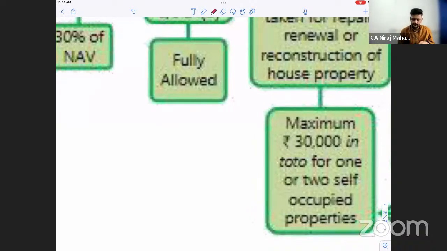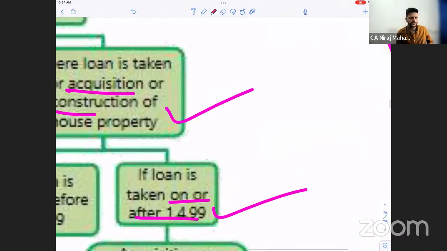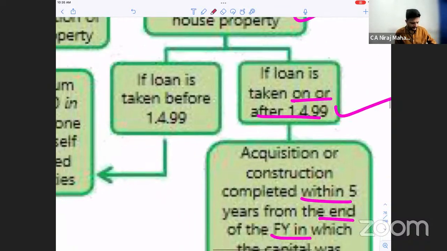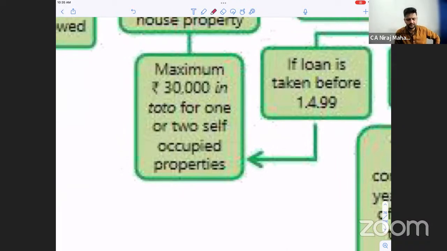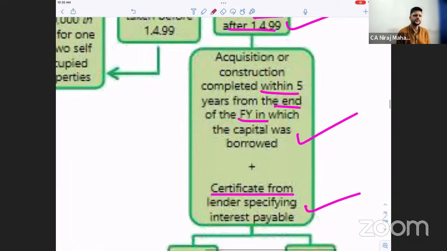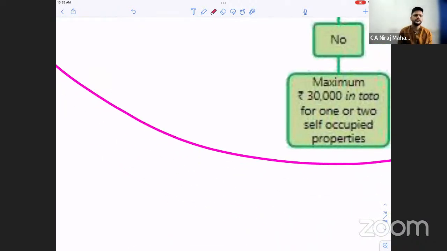Another case, if the loan is taken before 1/4/1999, then again the limit is 30,000. And the same thing if the construction or acquisition is not completed within 5 years of the end of the financial year in which the loan was borrowed, this condition is also not satisfied. Same thing, maximum 30,000 rupees. That is your ceiling limit. I hope this is clear now. At least the basics, I'm saying.